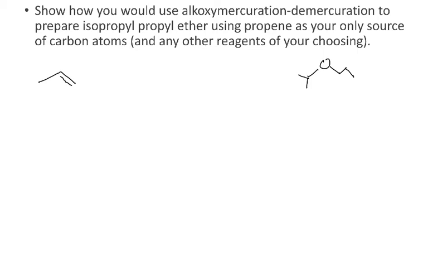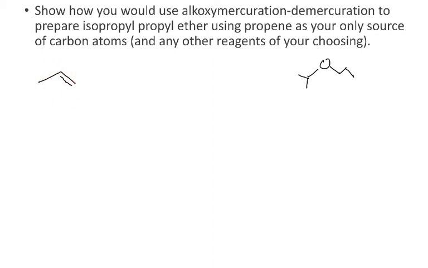And if you remember, in alkoxymercuration demercuration, I'm going to add an alcohol to an alkene. And I'm going to do so using Markovnikov regioselectivity. So if I imagine adding an alcohol to this alkene, because it's going to be Markovnikov addition, it's going to add it here. And so that should give me my isopropyl group. And so then the alcohol that I need to react with this alkene is going to be one where the OH is on the end. So it's going to be 1-propanol. Because this is my only source of carbon atoms, I need to turn this into 1-propanol.